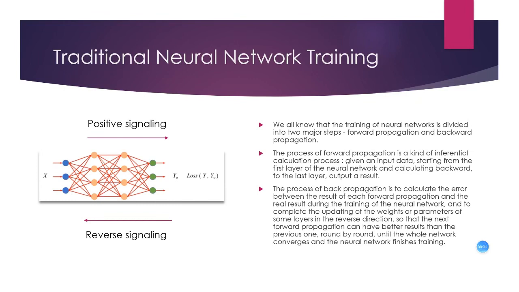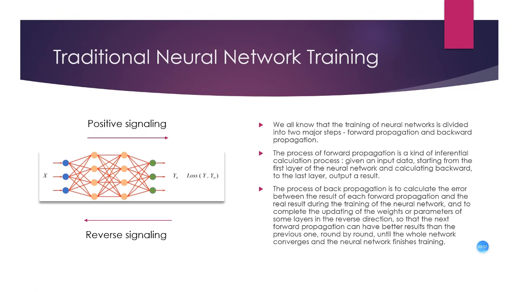We all know that the training of neural networks is divided into two major steps: forward propagation and backward propagation. The process of forward propagation is a kind of inferential calculation process. Given an input data, starting from the first layer of the neural network and calculating to the last layer, it outputs the result.